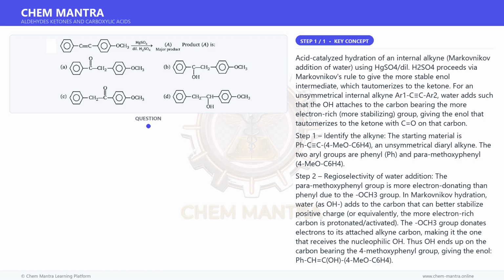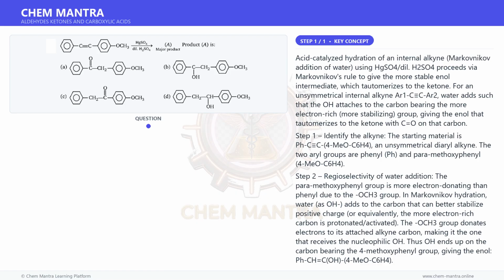Step 3. Tautomerization. The enol PhCH=C(OH)-4-MeO-C6H4 tautomerizes to the keto form PhCH2C(=O)-4-MeO-C6H4, which is PhCH2CO-C6H4OCH3, para. Step 4. Match to options. This corresponds to option C, PhCH2C(=O)-C6H4OCH3, para.